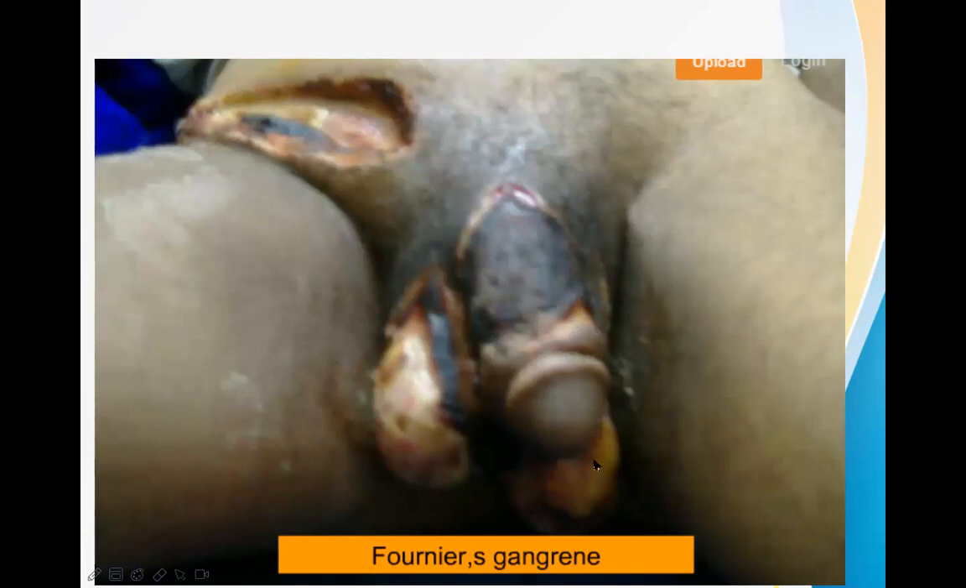This is Fournier's gangrene, and this is mainly associated with infection. Polymicrobial infections are mainly responsible for Fournier's gangrene. This is a very severe type of gangrene.